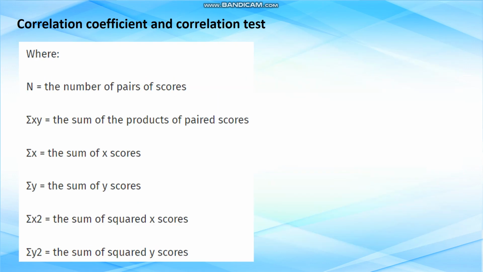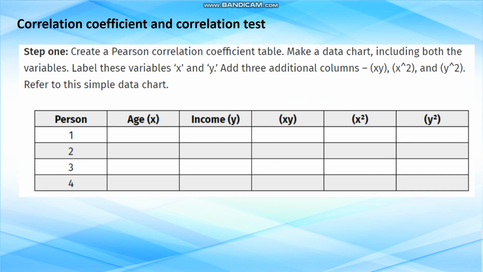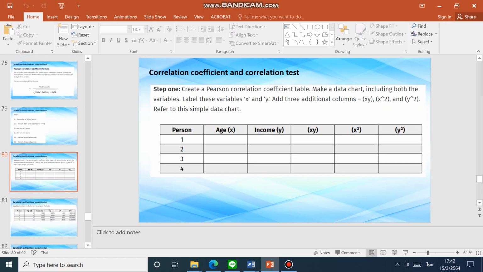Here, n is the number of pairs of scores, sigma xy is the sum of products of paired scores, sigma x is the sum of x scores, sigma y is the sum of y scores, sigma x squared is the sum of squared x scores, and sigma y squared is the sum of squared y scores. This is how to define each variable.